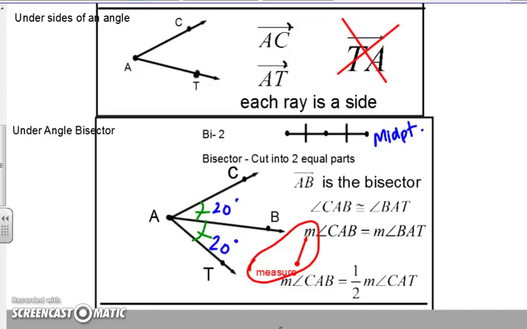Or I can put this little m in front of it. That little m means measure. So now the measure of angle CAB is equal to the measurement of angle BAT. So is the bisector kind of like a midpoint? Absolutely.